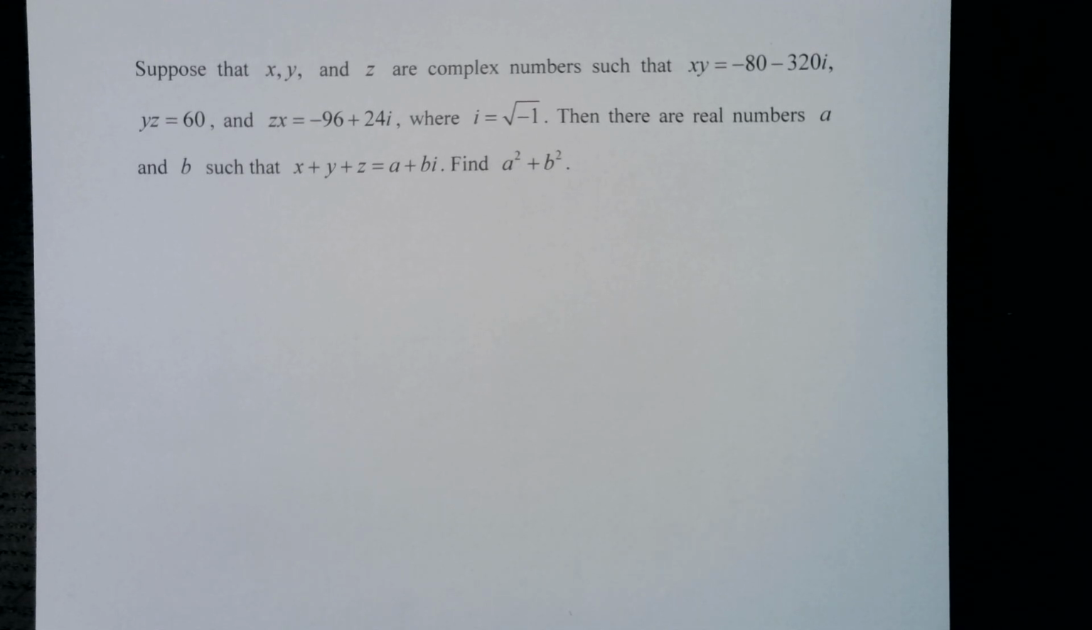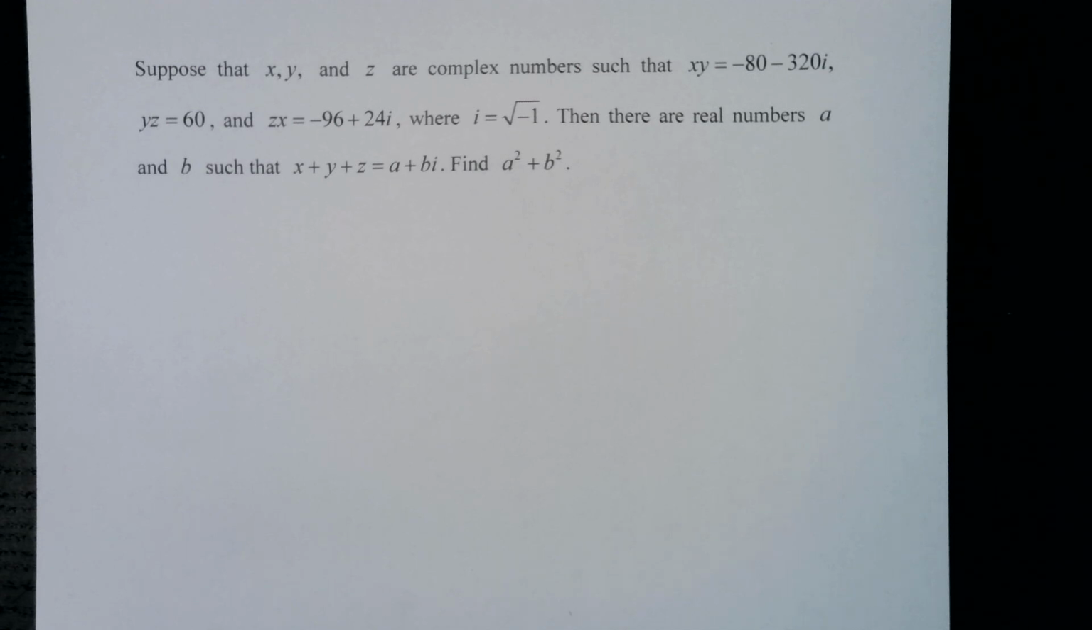Today we have yet another problem here, and as always, let's first start off by reading the question. Suppose that x, y, and z are complex numbers such that xy is equal to negative 80 minus 320i, yz is equal to 60, and zx is equal to negative 96 plus 24i, where i is equal to the square root of negative 1. Then there are real numbers a and b such that x plus y plus z is equal to a plus bi. Now we need to find a squared plus b squared.